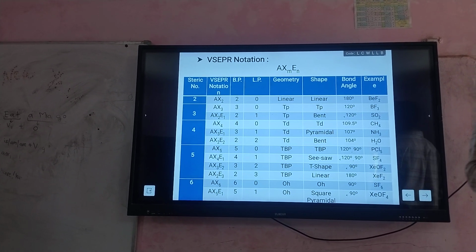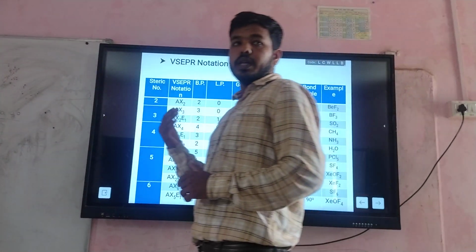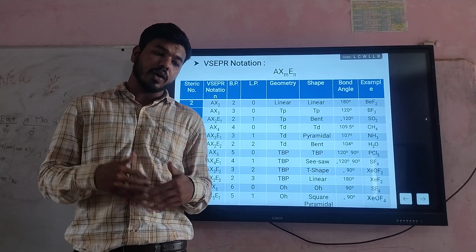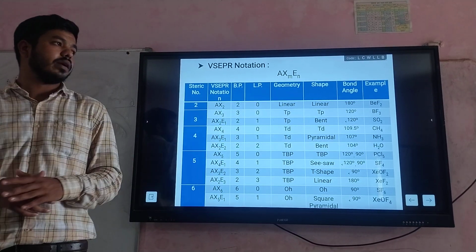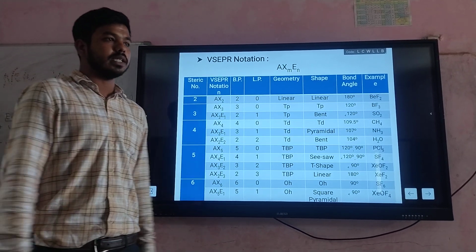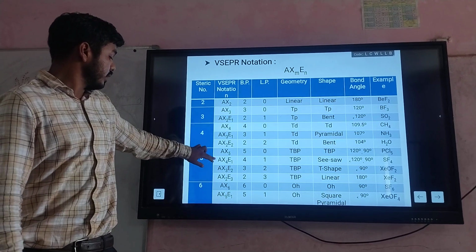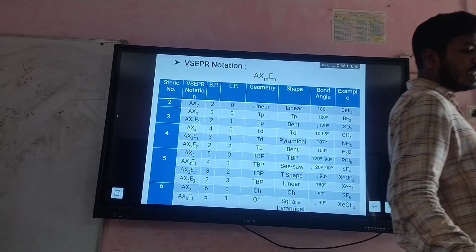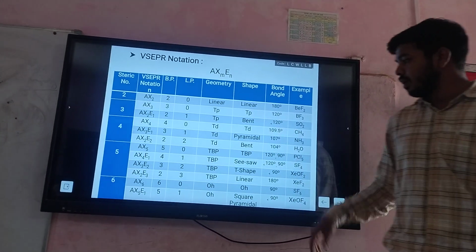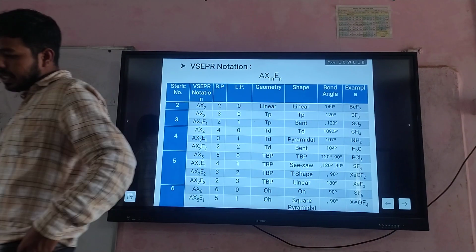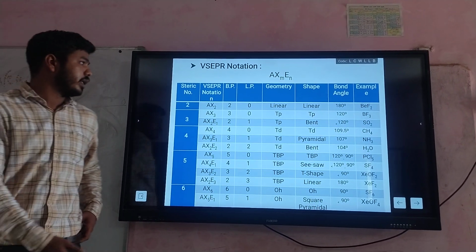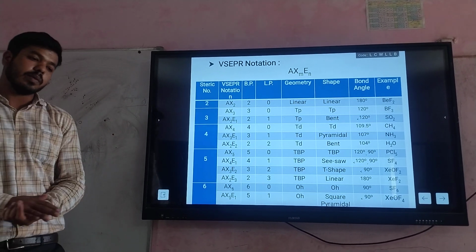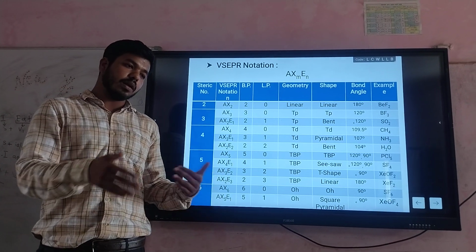Then next AX5E1. The AX5E1 molecule has 5 bond pairs and 1 lone pair, and due to the presence of 1 lone pair of electrons, the molecule shows square pyramidal shape. And the next is AX4E2. Due to the presence of 2 lone pairs and 4 bond pairs, the molecule shows square planar shape and the geometry is octahedral. In this way, we can easily predict the geometry as well as the shape of a molecule depending on the value of Z and also the number of bond pairs and lone pairs present on the molecule.